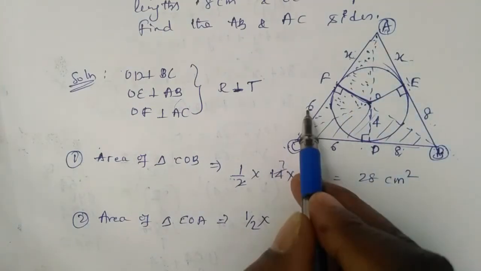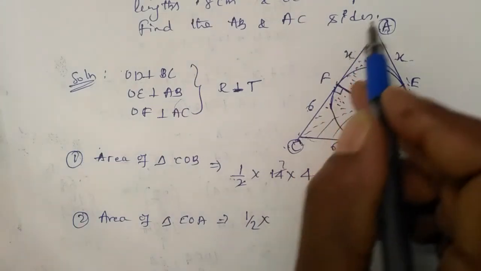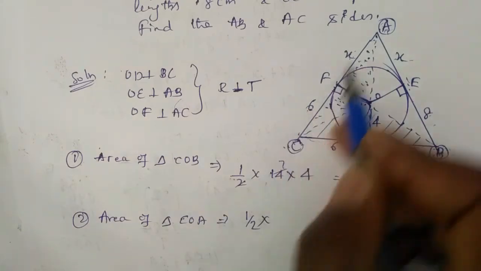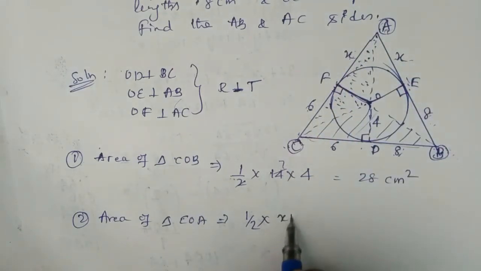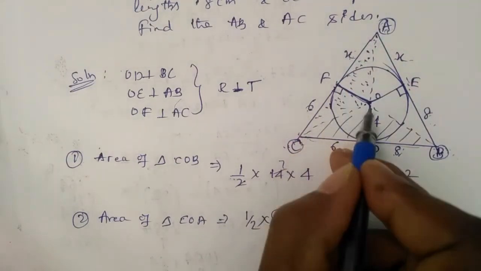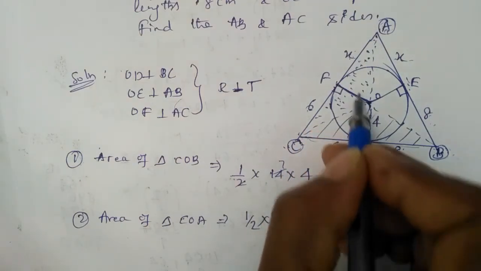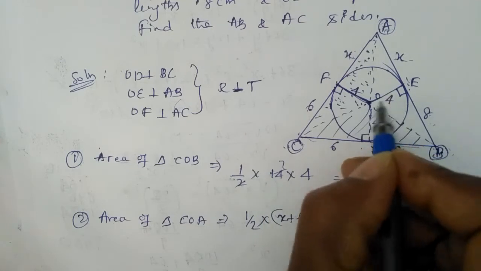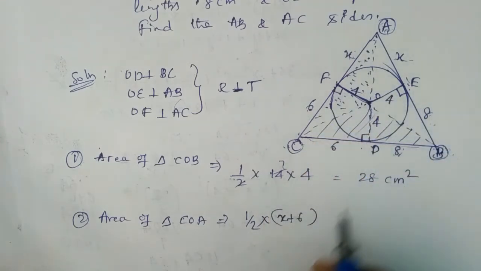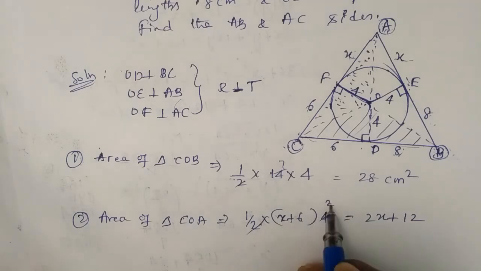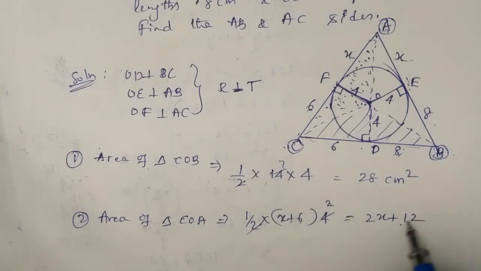But here 6 is given, no? 6 we copy here and 8. Now we got base. So in this triangle COA, base is X plus 6. Height is not given, but it is the radius of the circle, already 4. So that same 4 becomes OF, OE and OD. So the 2s are cancelled. We'll get 2x plus 12 centimeters square.